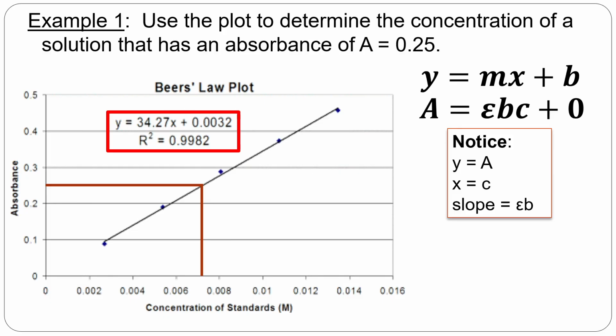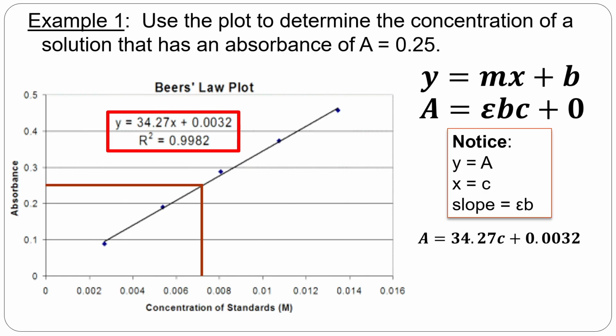And so if you're not answering a multiple choice question, have to calculate it, use this A equals EBC plus 0. We know what the slope is, 34.27. We know what the intercept is, 0.0032. So you can plug those in just to that equation. And then for any absorption, we can plug that in for A and calculate what the C is.